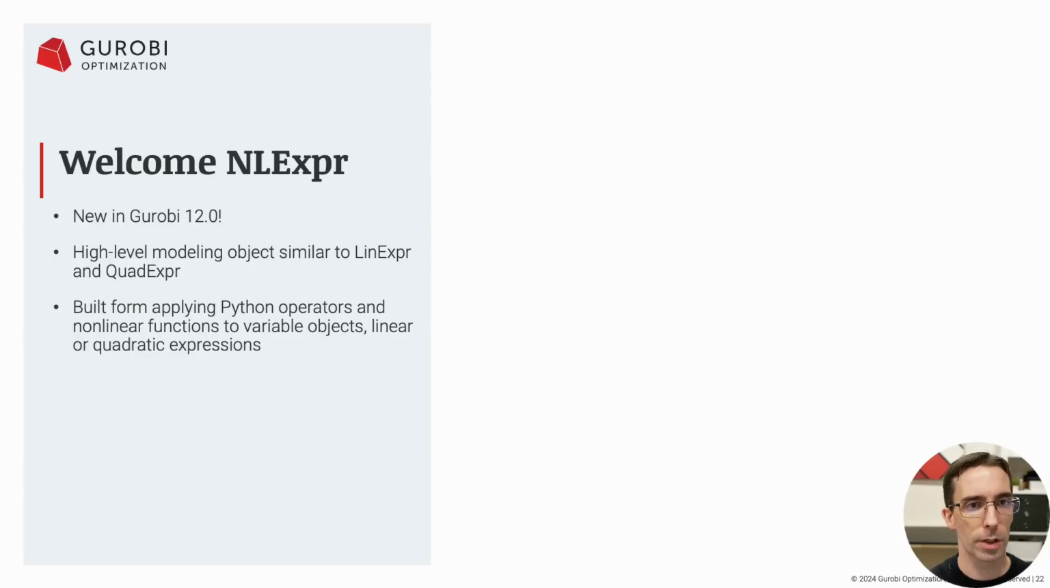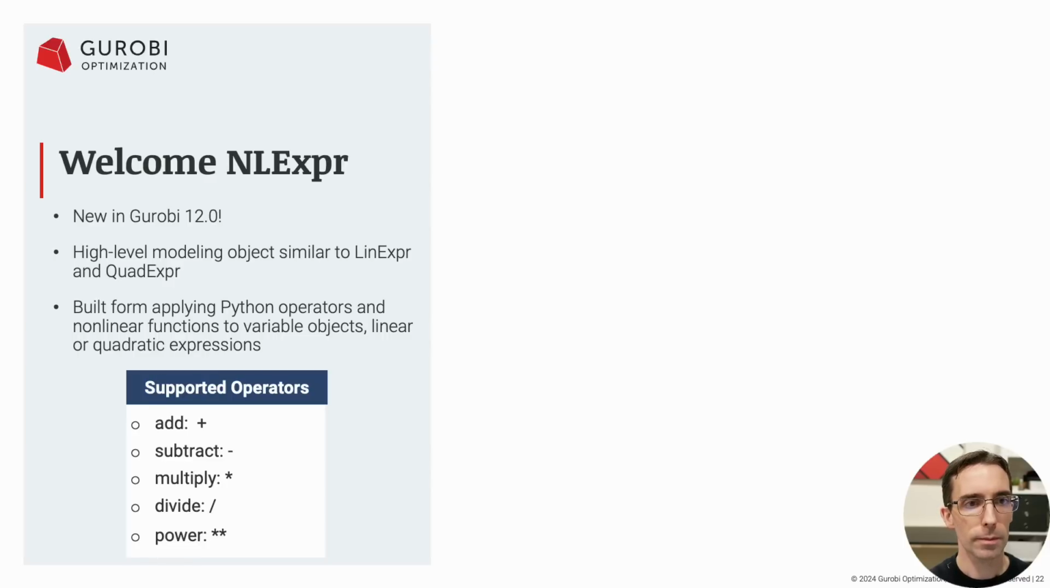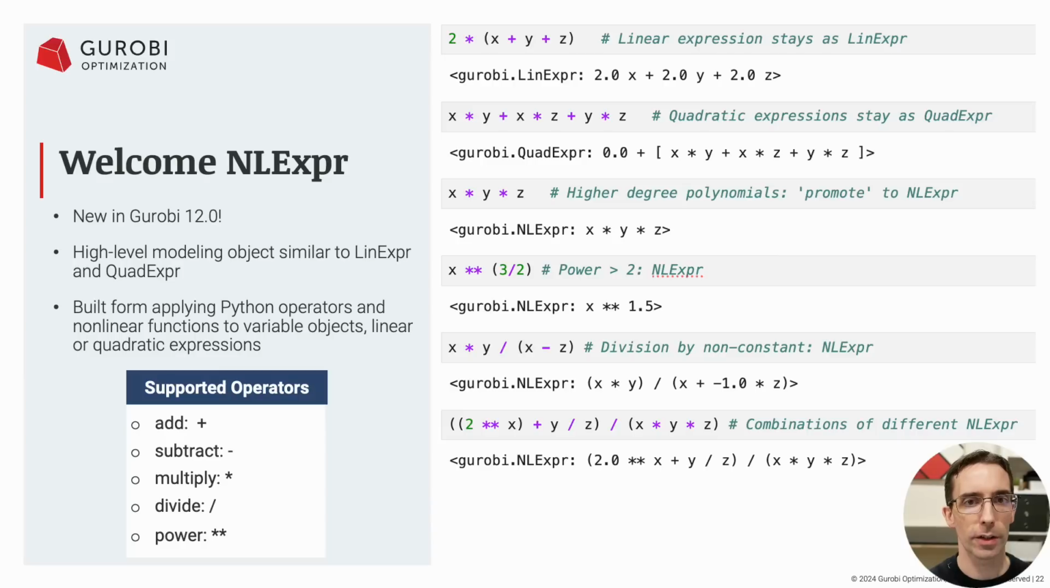An NL expression is constructed by performing arithmetic operations using Gurobi Pi objects or by applying nonlinear functions. A list of supported arithmetic operators includes addition, subtraction, multiplication, division, and exponentiation. On the right-hand side here, let's look at some examples demonstrating the flexibility of an NL expression. With this type of expression, you can now model compound nonlinear functions without the need to introduce auxiliary variables.